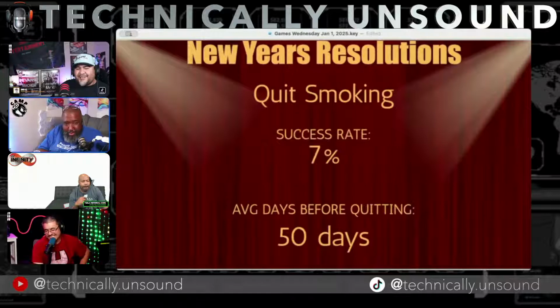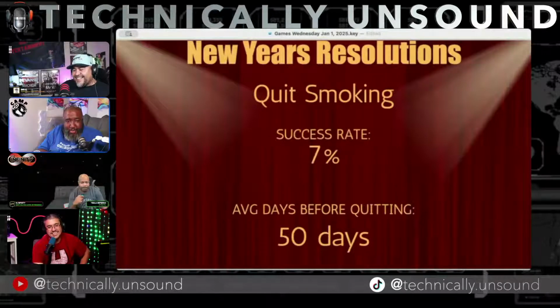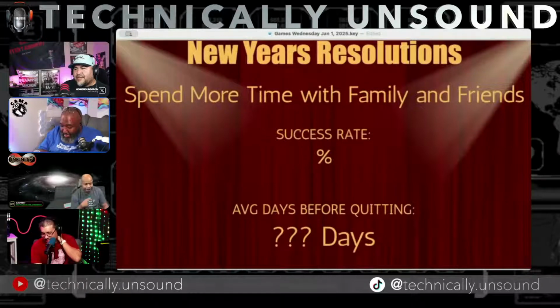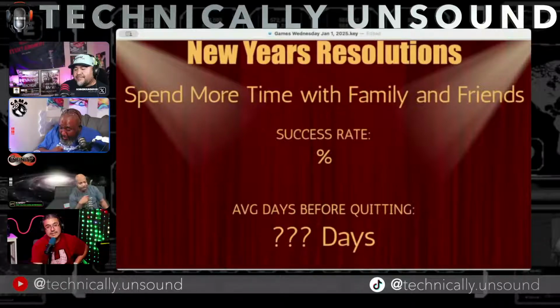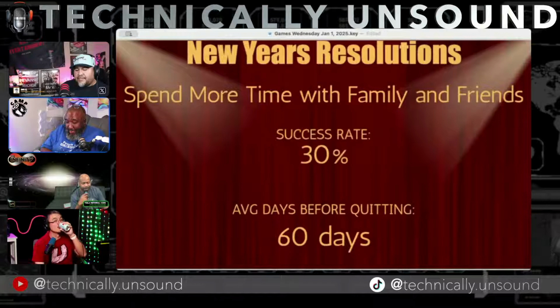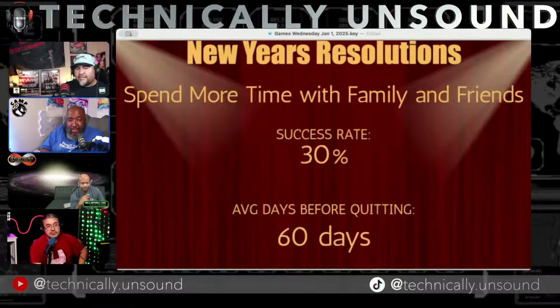Next, spend more time with family and friends. Now this one should be easy. It should, but family is not what it used to be either. 15 days. What? 30%. Self-made says 3 and 15 days. For family? Yeah. No. All right, the next one was travel more.